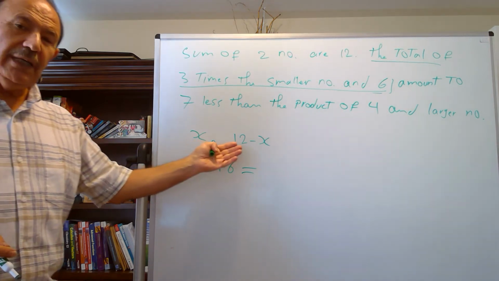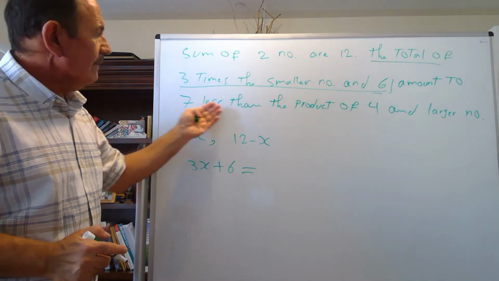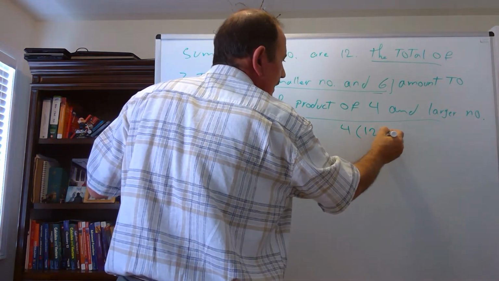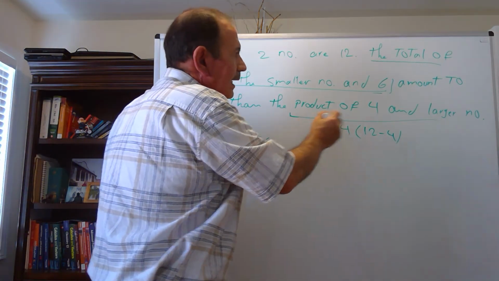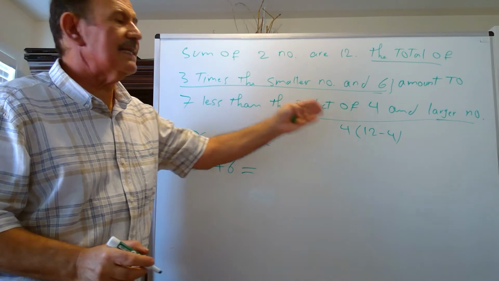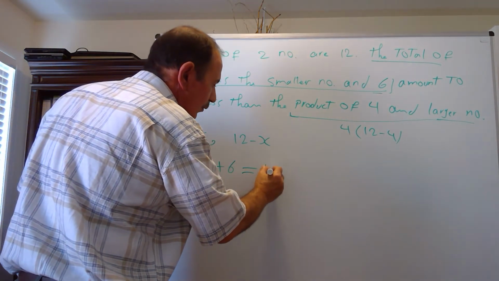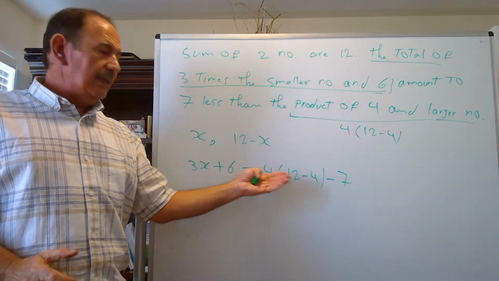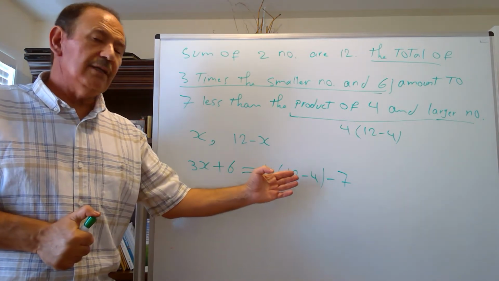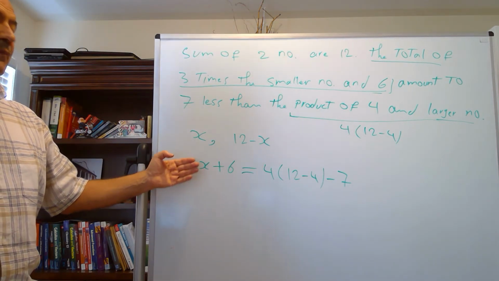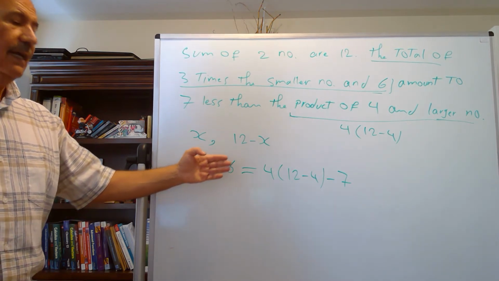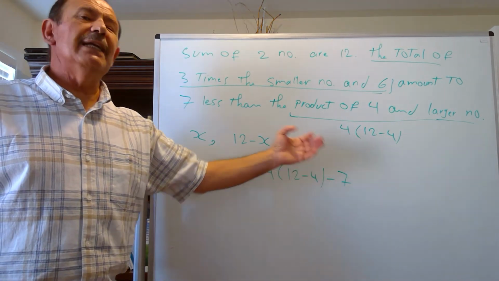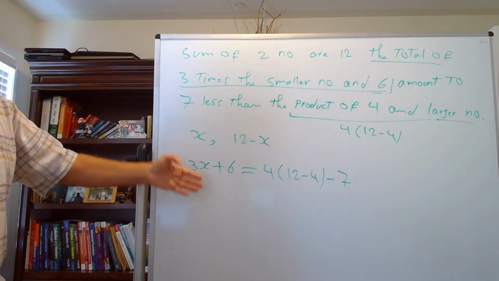Now, 7 less than the product of 4 and the larger number. x was the smaller number, the larger number is 12 minus x. The product of 4 and the larger number is 4 times 12 minus x, and it says 7 less than that. So it's 4 times 12 minus x, minus 7. The total of 3 times the smaller number and 6 amounts to, or is, 7 less than 4 times the bigger number. So this is the translated equation of the top one.